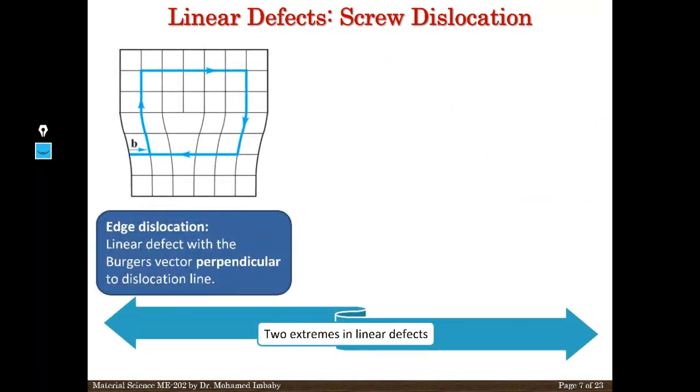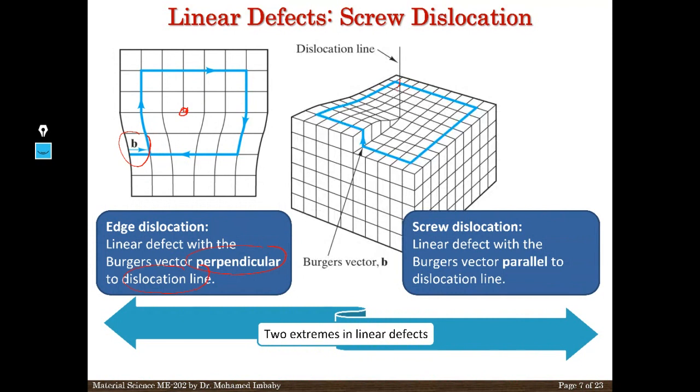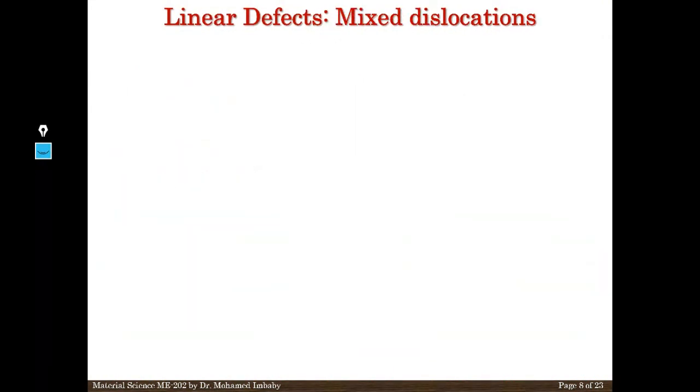I'm talking about the two extremes. If you look here, this is a Burgers vector and the line of dislocation is perpendicular to the page. Okay, because the Burgers vector is always perpendicular to the dislocation line in an edge dislocation, but in a screw dislocation it is parallel to the line of dislocation. I think it's clear. Okay, guys, it's clear.